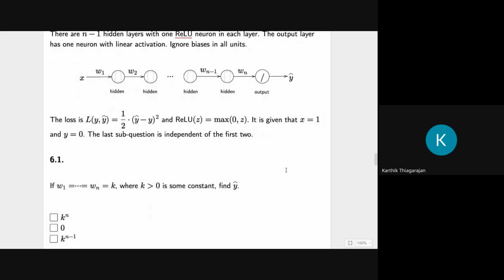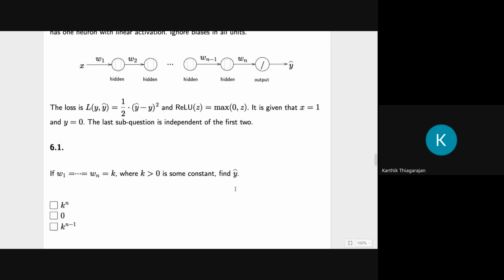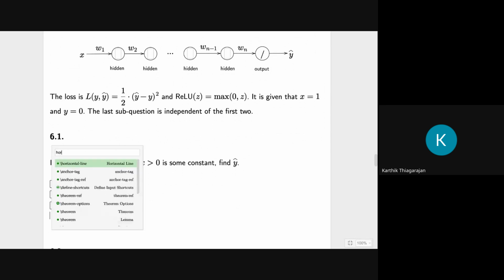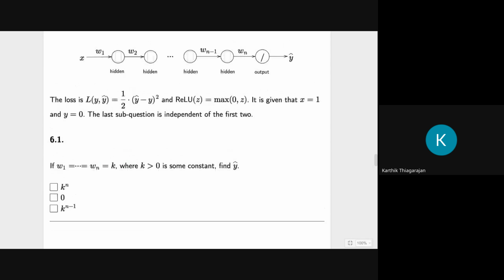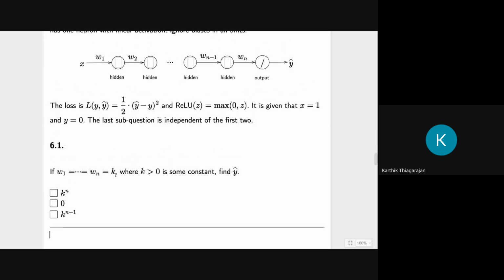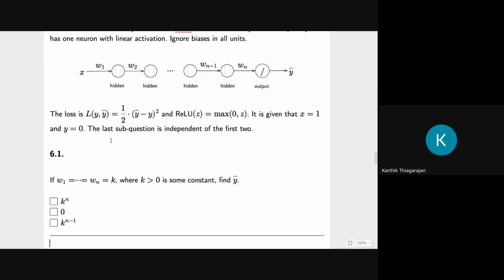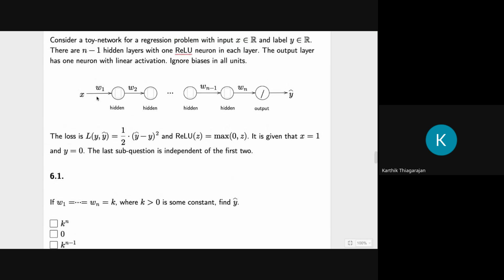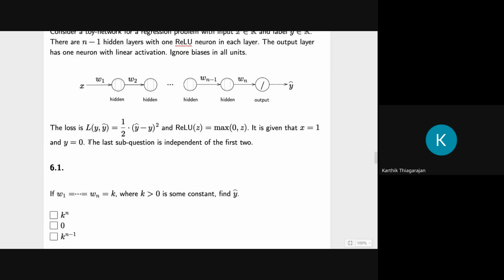So what happens if all the weights are equal and equal to some constant k? Find y hat. So what is the answer? What did you all select? If x equal to 1 and y equal to 0. Okay, so it's actually a very simple problem again. Every single weight is k. So you have to do a few rounds to see what happens after every layer. So this is conveniently 1.